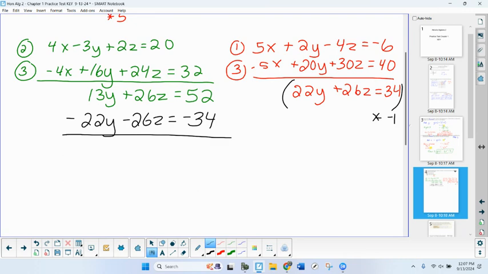Okay, and when you add those together, what do you get? Negative 9y equals 18. Divide by negative 9, and y is -2. Now, at this point, you could go into any of the equations that have just a y and a z. Which one did you go into?